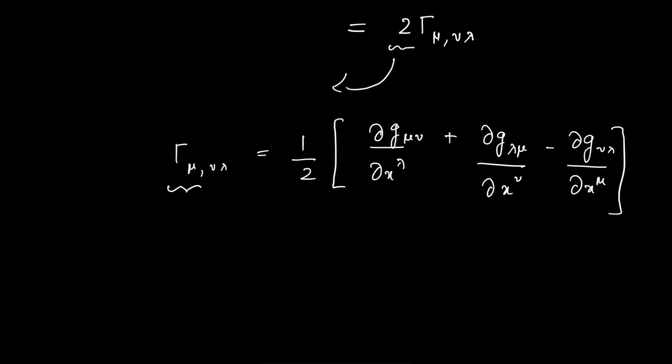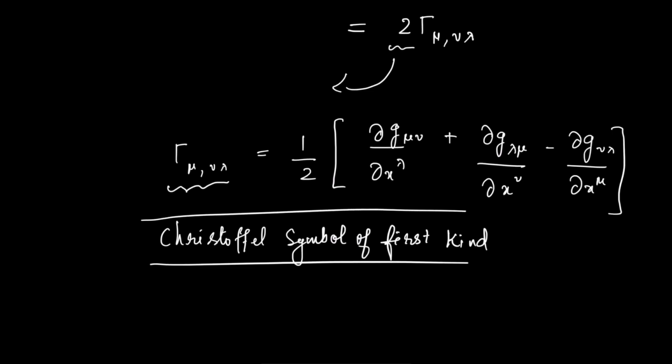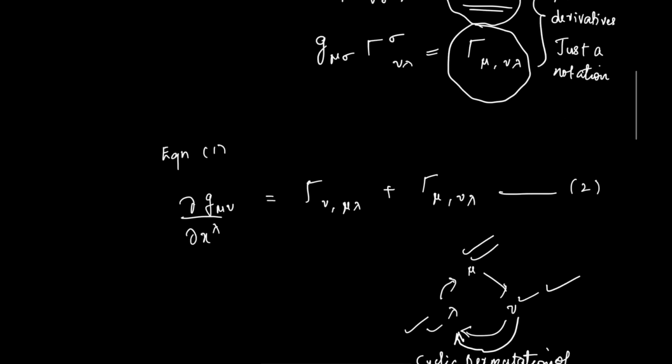And this quantity, which I am writing as the Christoffel symbol mu comma nu lambda, this notation we call the Christoffel symbol of first kind. So here we use the notation mu comma nu lambda, that is Christoffel symbol of first kind. So we have defined the Christoffel symbol of first kind here.